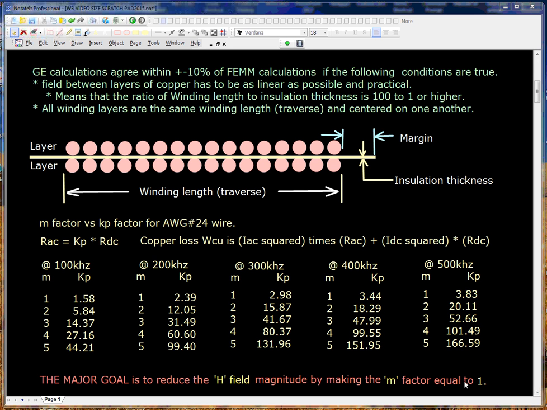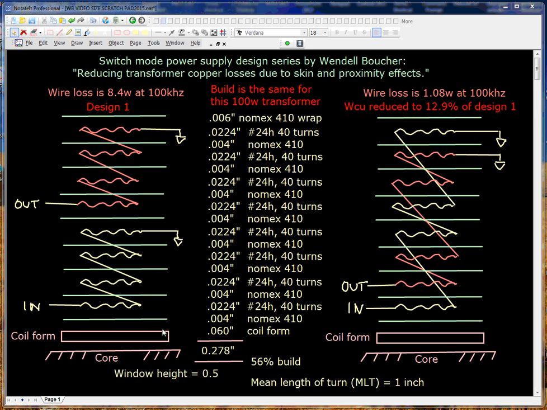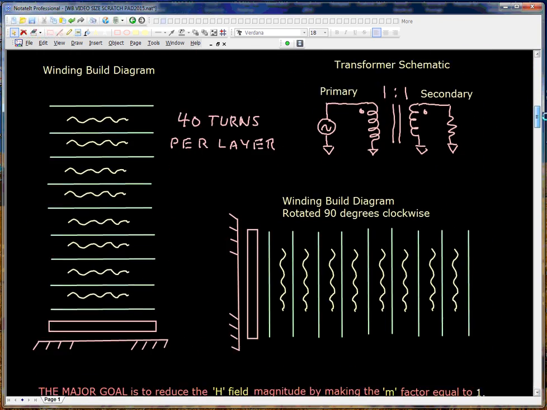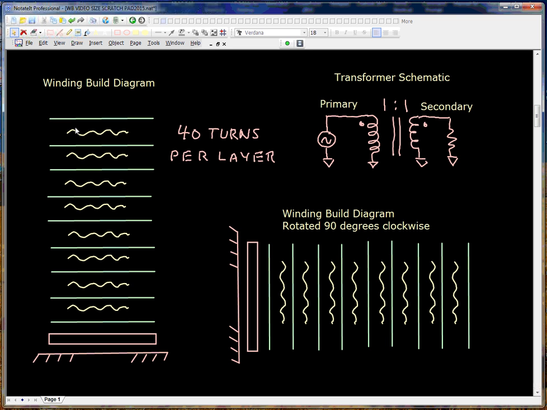Now, we'll give you an example. Take a quick look at this build diagram, perhaps the one on the left. I'm going to slide this down, and you can see that we simply copied it on the left, winding build diagram. So the first step is to take that build diagram and rotate it 90 degrees clockwise. Reason for that is because we want to fetch these winding layers, because we're going to use those for the calculations. I've taken the liberty of doing that already.